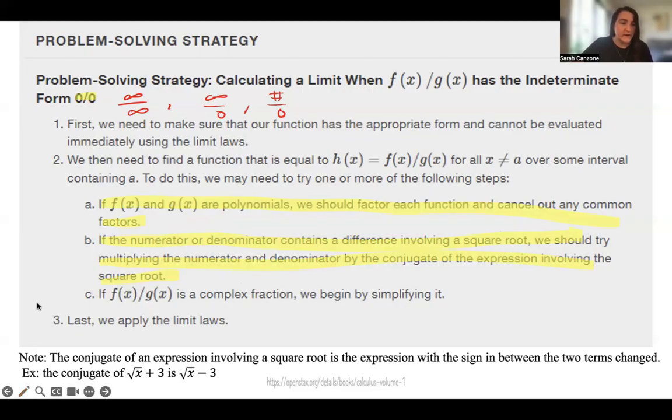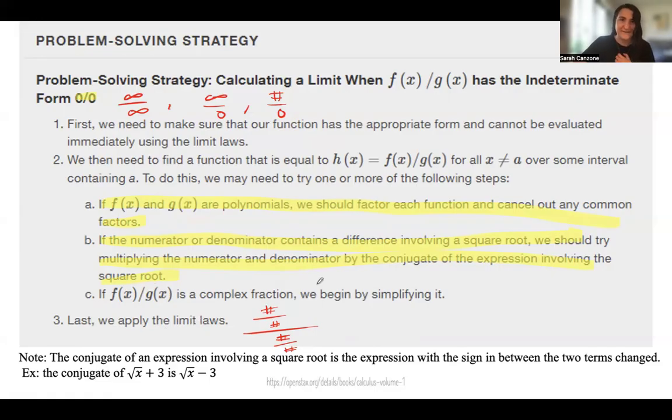So a complex fraction is something of the form some number over some number, but then there's another fraction on the bottom. So it's multiple fractions in a fraction. You just start by simplifying it, and ideally it should work out from there, but if not, you should be able to use one of these two techniques to solve right from there. And then lastly, just apply the limit law. So that's kind of what I was saying.